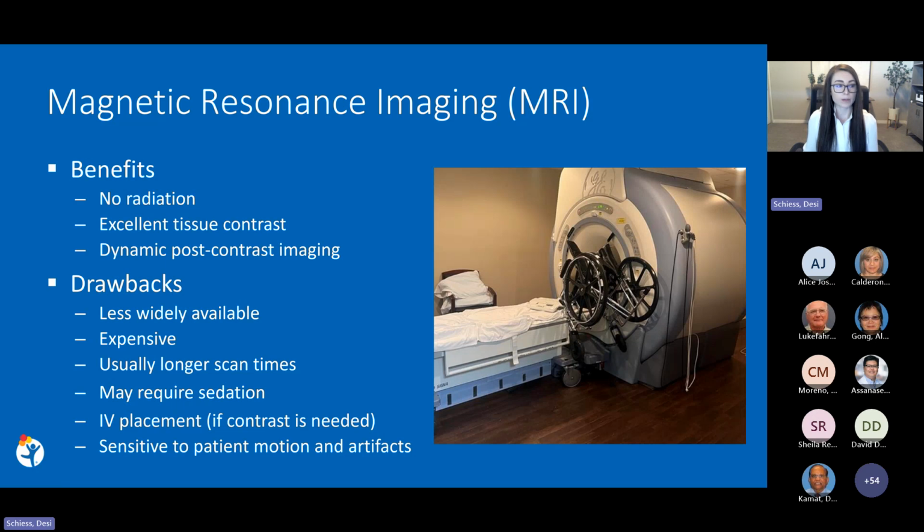MRI has excellent soft tissue and bone contrast resolution and includes customizable protocols and sequences, such as dynamic post-contrast imaging in the arterial, venous, and delayed phases. Drawbacks include less availability, higher cost, usually longer scan times that may require sedation, and IV catheter placement.